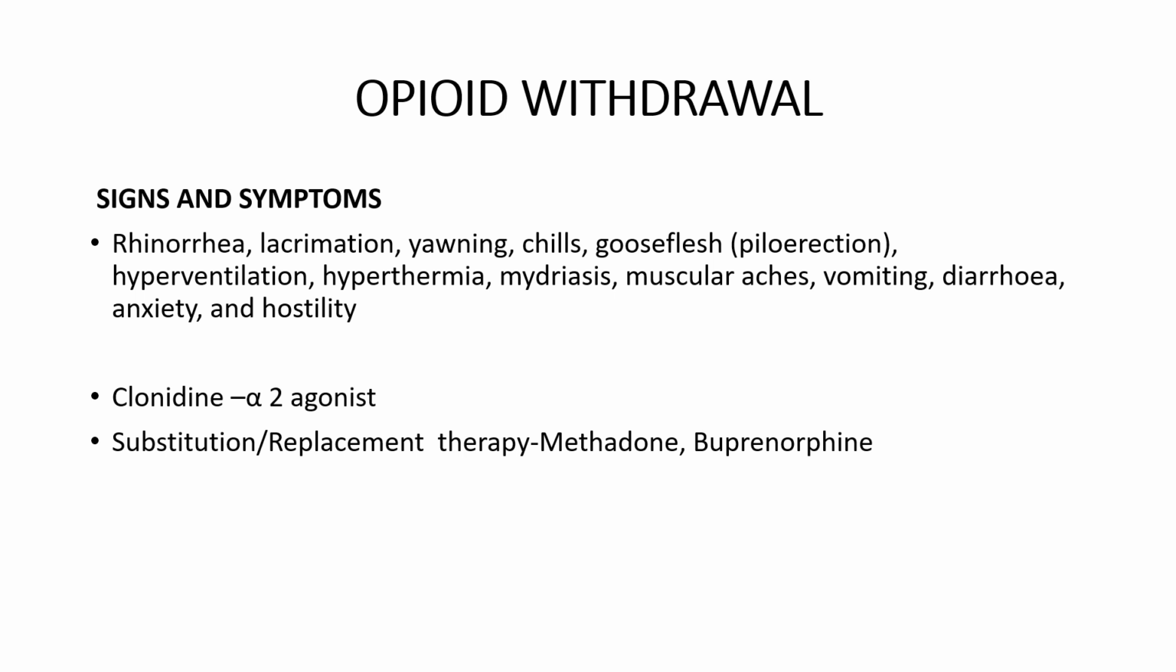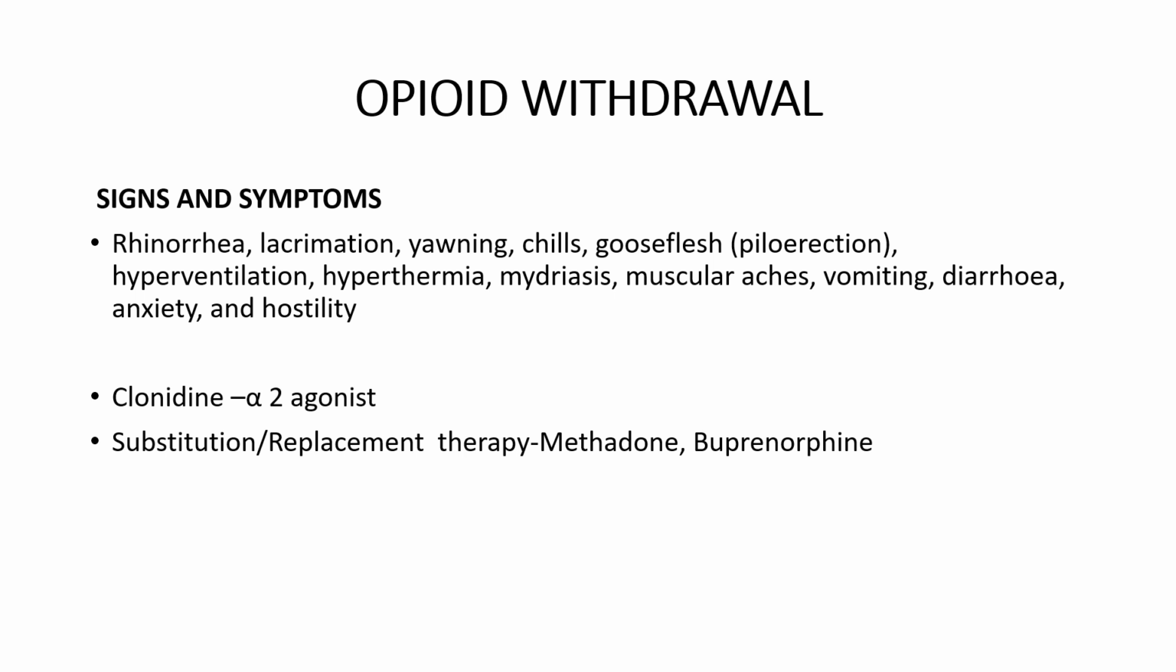So the management of withdrawal symptoms will be symptomatic, and you can use clonidine, which is an alpha 2 agonist. Since the withdrawal symptoms are mainly due to sympathetic overactivity, this clonidine can be used. And substitution therapy with methadone or buprenorphine can be given, because methadone and buprenorphine are longer acting opioid analgesics. So they don't cause these acute withdrawal symptoms very frequently like your strong agonist like morphine.